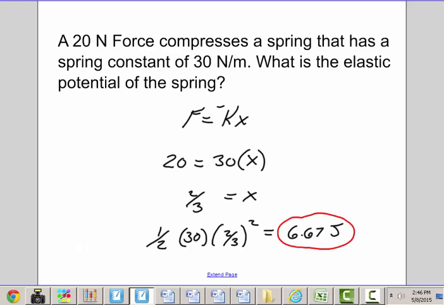So this is the test, and this is like the test. These are almost identical to the test. What I'm showing is identical to the test. Okay, we got this one.